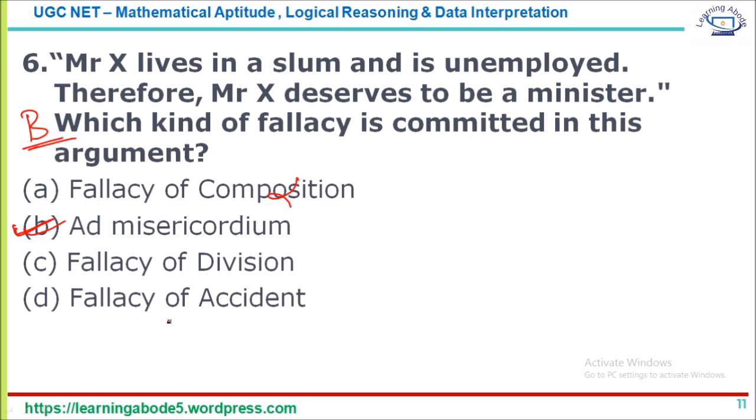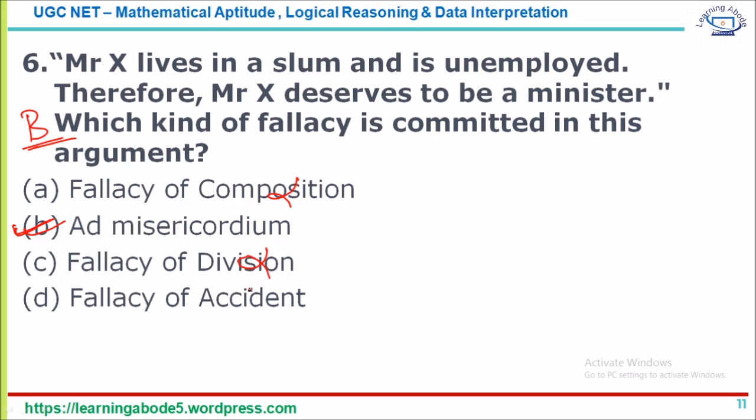Now, fallacy of division is an error in logic that occurs when one reasons that something true for the whole must be true for all of its parts. That is, if it is true for the whole group, it is not necessarily true for each and every individual in the group. So that is a fallacy of division.